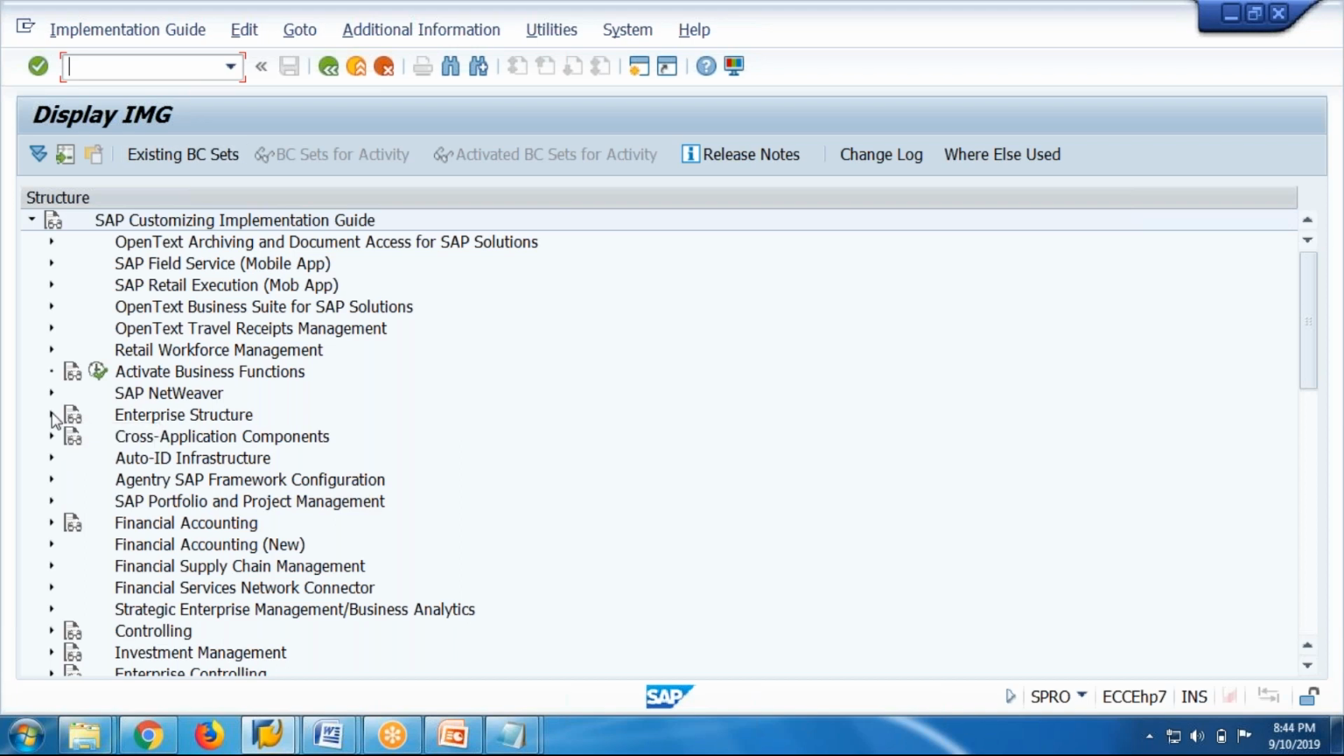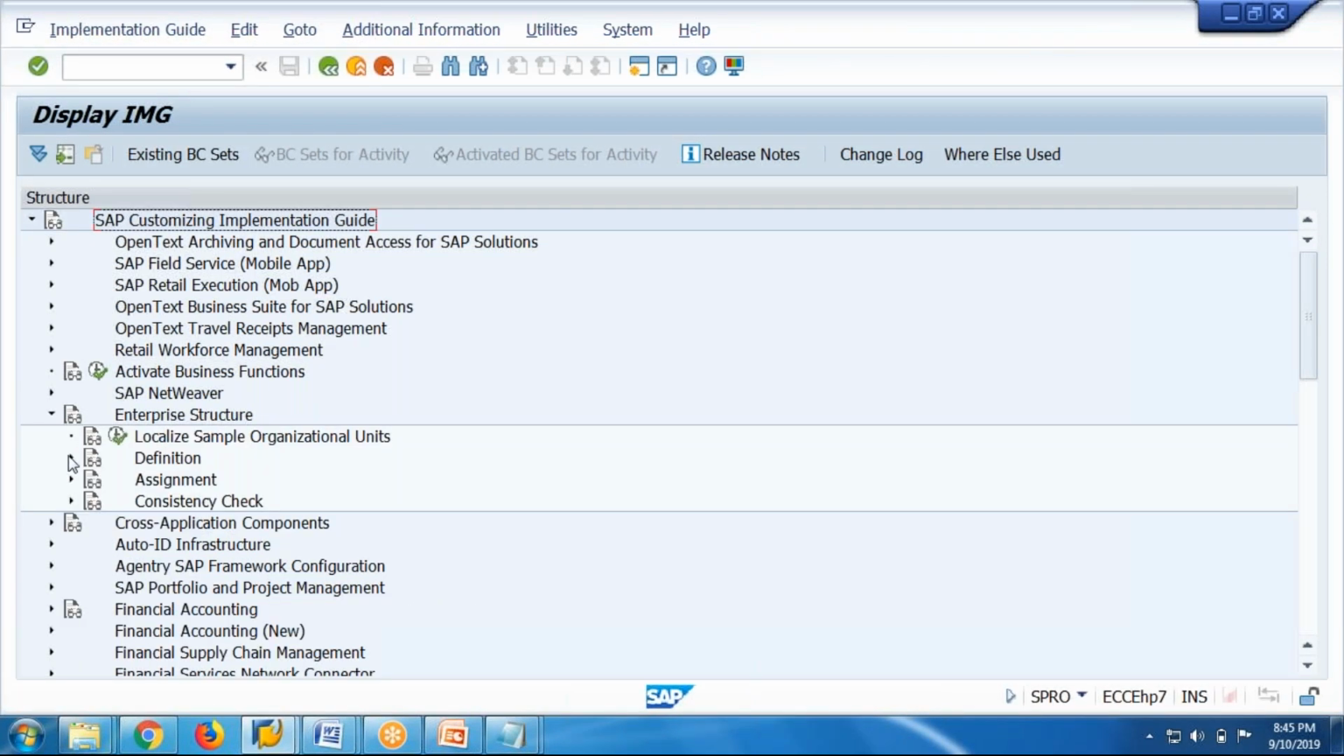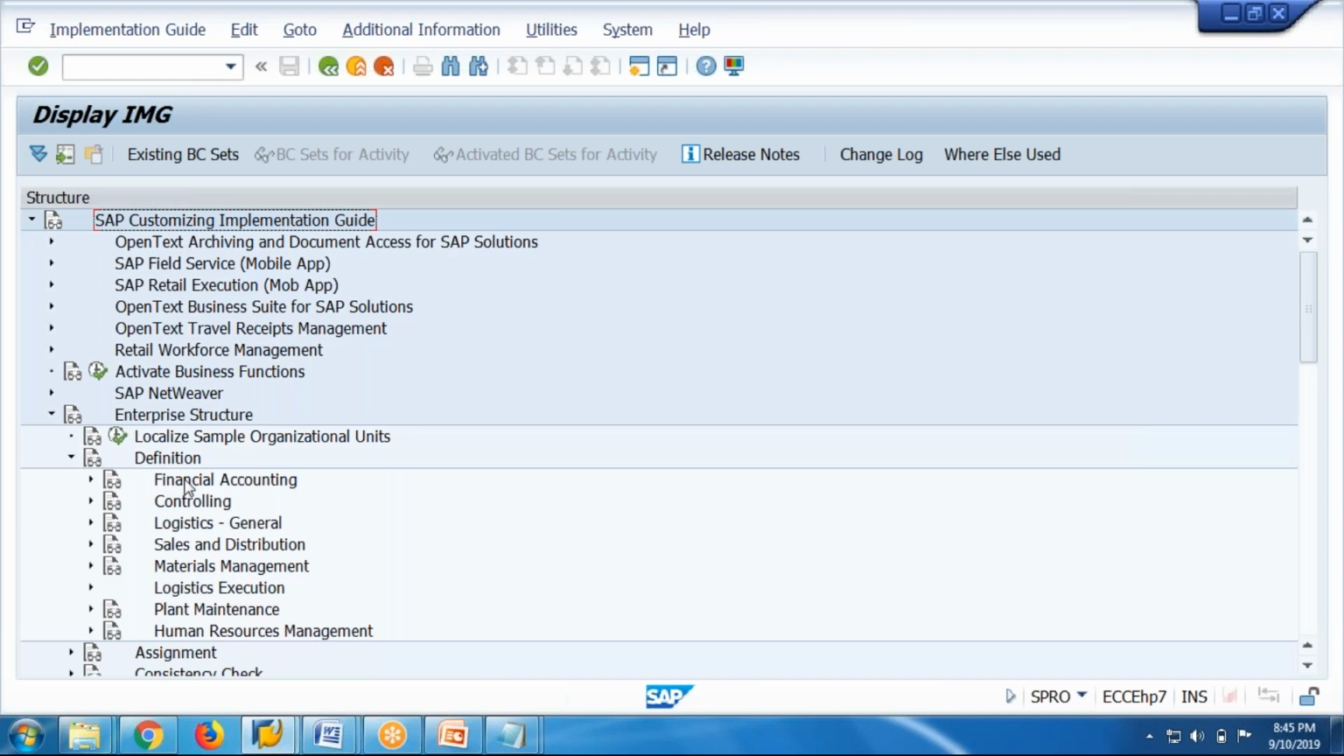So as a functional consultant, you'll only be working in MM related areas here, but you also have to have a strong idea of what financial accounting is, what MM, Materials Management, is, and what logistics general is. You write this under enterprise structure definition.